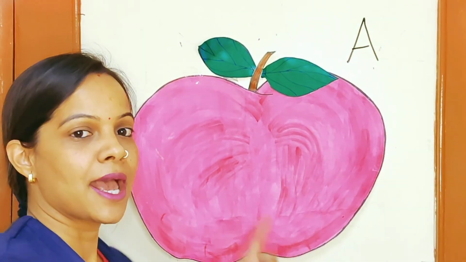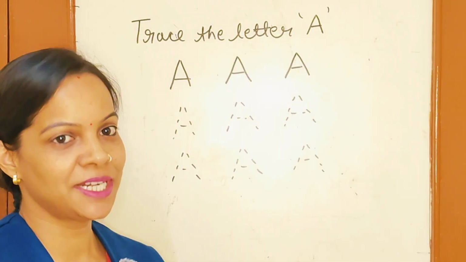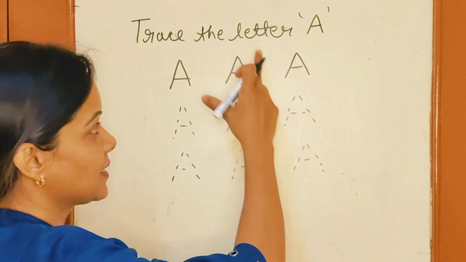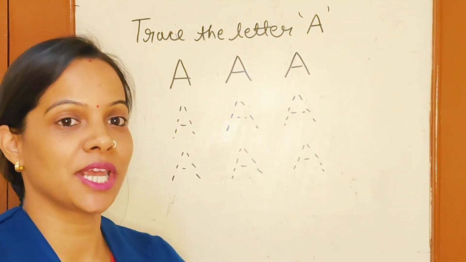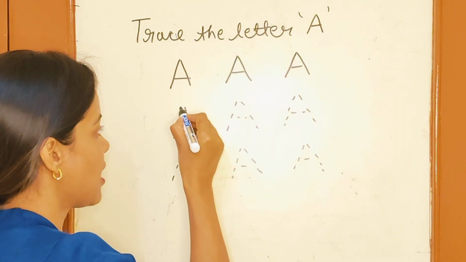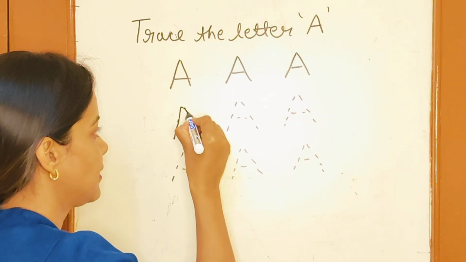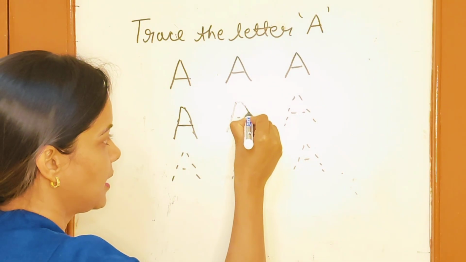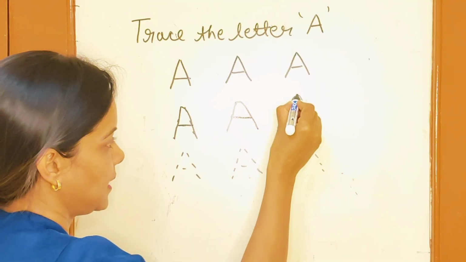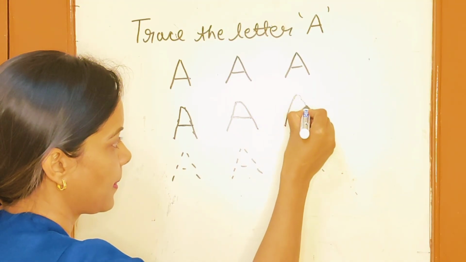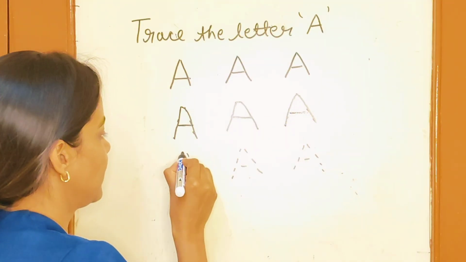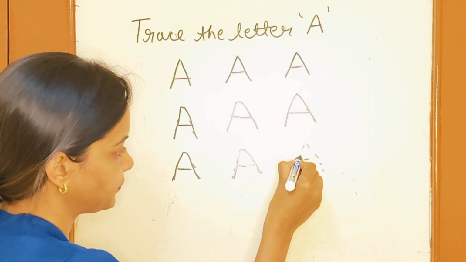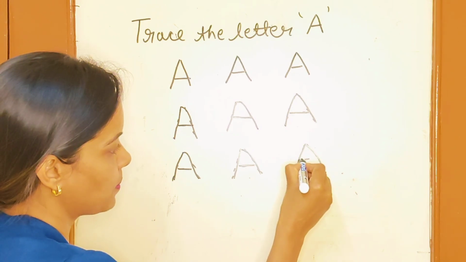A for apple. So children, let's start with the first question, that is trace the letter A. We have to trace the letter A. Let's start with the dotted line like this, slowly and very slowly. This is A. Like this. A for apple. A for aeroplane.